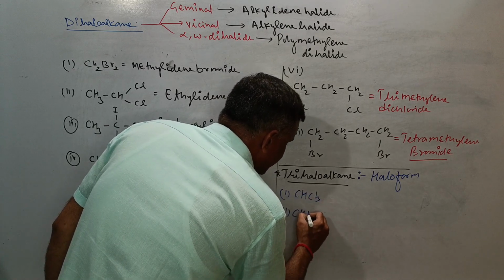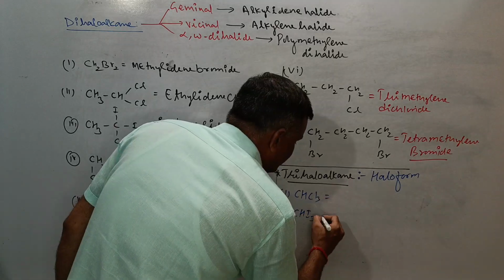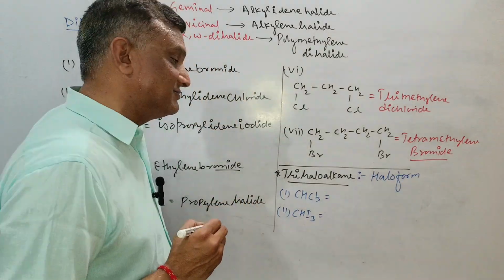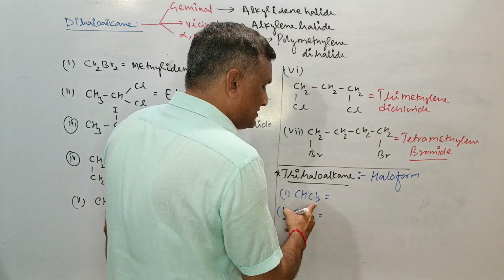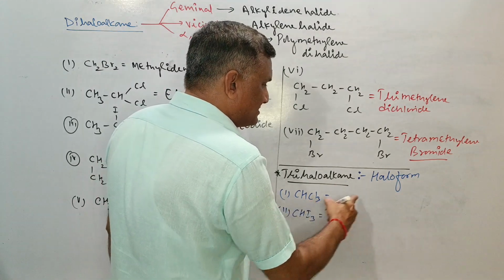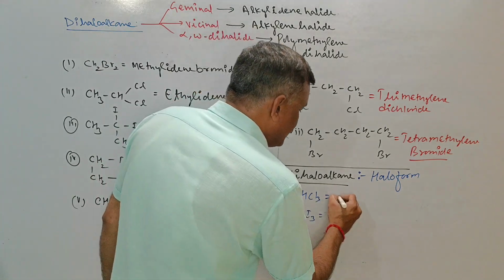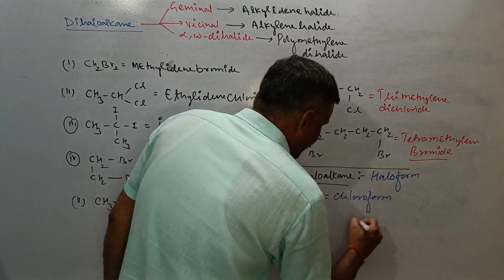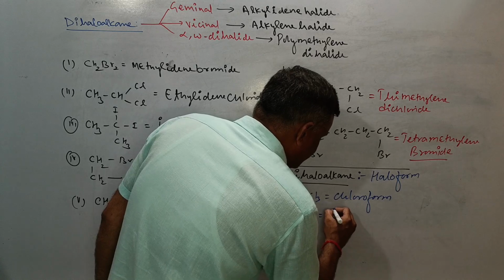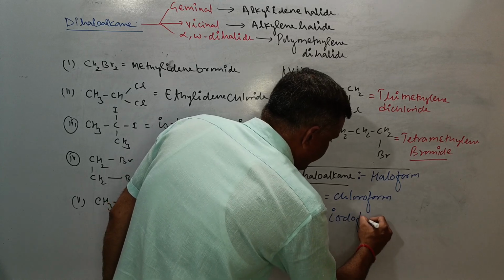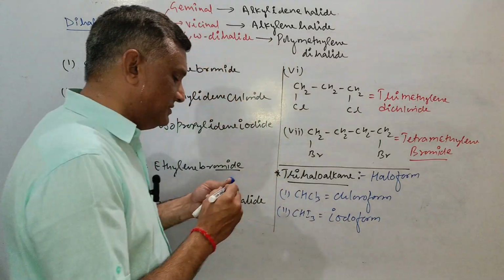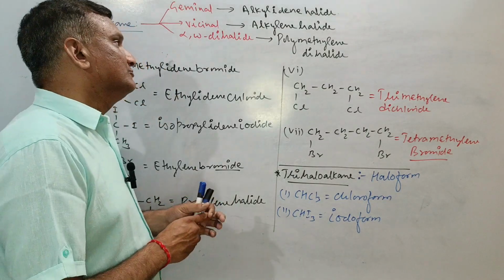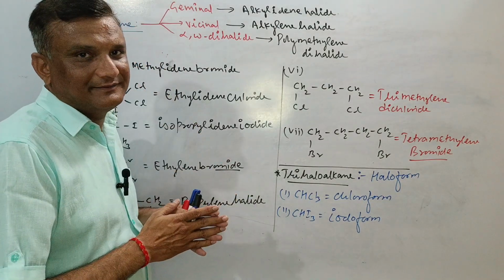CHCl3 and CHI3. These 2 trihaloalkanes are known compounds. So here is the chloro, so that's why it is called halo, chloro and form. So this is called chloroform. And this compound is called iodoform. So this was about the common system regarding haloalkanes.